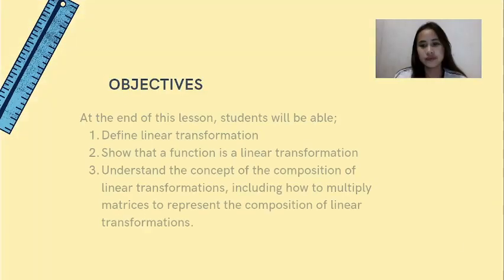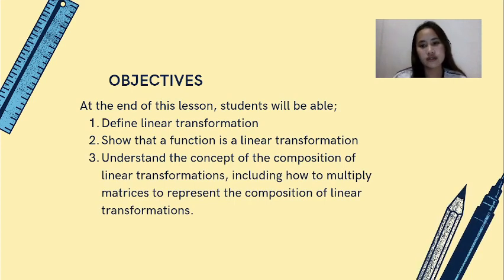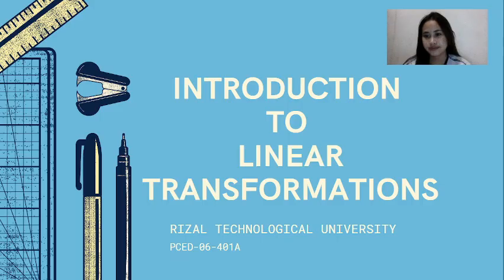Before images and pre-images of functions. In this chapter we will learn about the functions that map a vector space V into a vector space W. This type of function is denoted by T mapped.